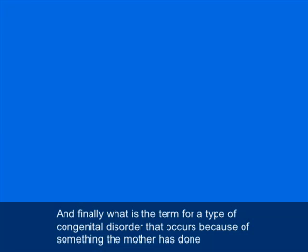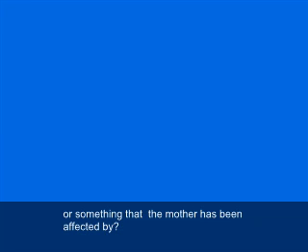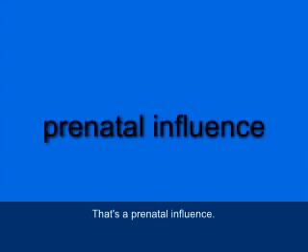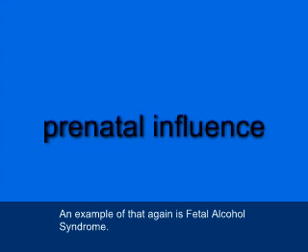And finally, what is the term for a type of congenital disorder that occurs because of something the mother has done or something that the mother has been affected by? Well, that's a prenatal influence. Prenatal influence. An example of that again is fetal alcohol syndrome.